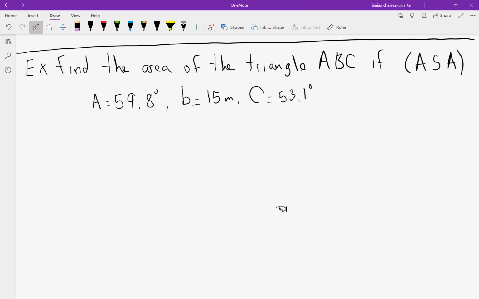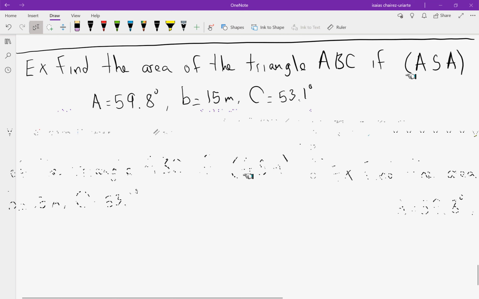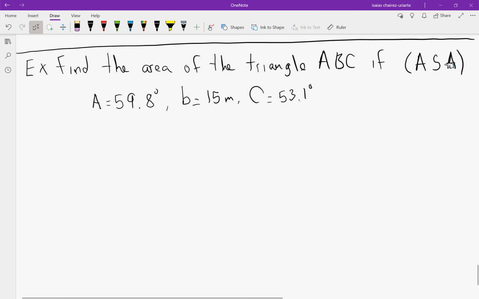Alright, so how is this exercise different than the previous one? Well, what was I given here? I'm supposed to find the area of the triangle ABC if I'm given angle A, I'm given side length B, and I'm given angle C. So right now what I've been given is an angle, a side, and an angle.